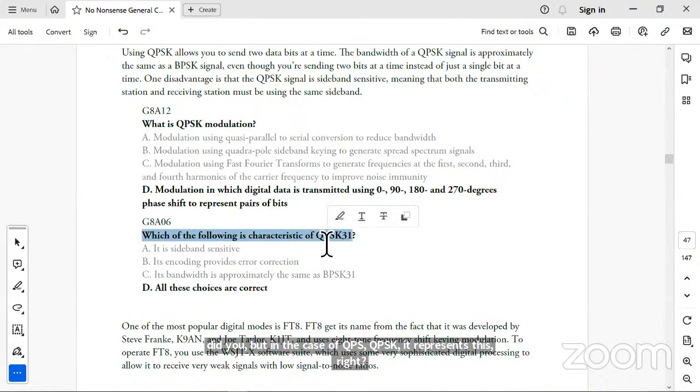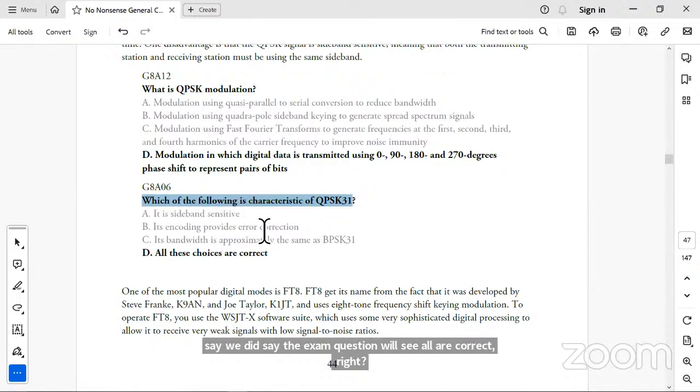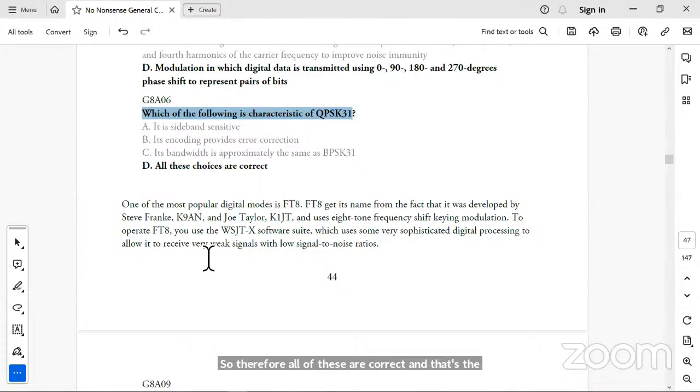Next question in the question pool will be, which of the following is characteristic of QPSK 31? So it's still quadrature phase shift keying, but it's QPSK 31. We did show a list of properties of QPSK 31, and we did say the exam question will say all are correct, right? So first of all, it's sideband sensitive. It also provides error correction, and also the bandwidth is approximately that of BPSK 31. So therefore, all of these are correct, and that's the answer. All these choices are correct.